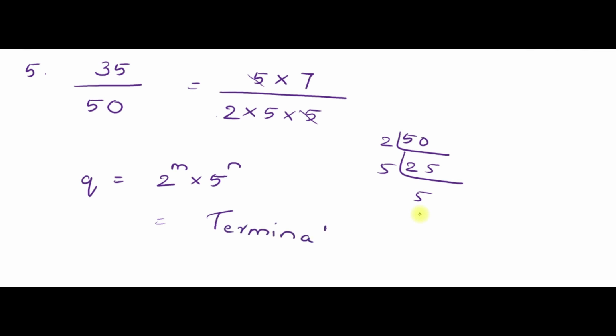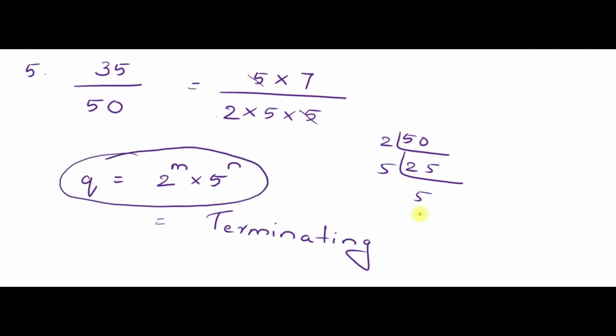So you have to consider both numerator and denominator. If any of them cancel each other, you can represent the fraction in the form of 2 raised to m into 5 raised to n, and that decimal expansion can be called a terminating decimal expansion. If it is not in the form of 2 raised to m into 5 raised to n, it is known as a non-terminating repeating decimal expansion.